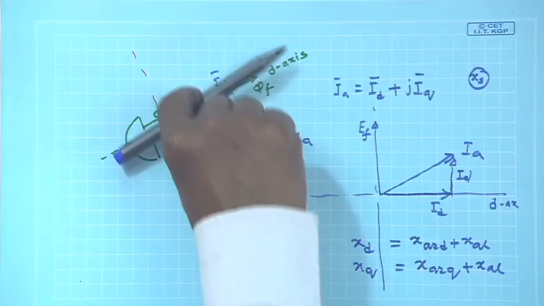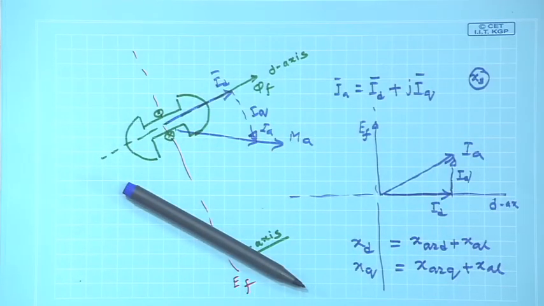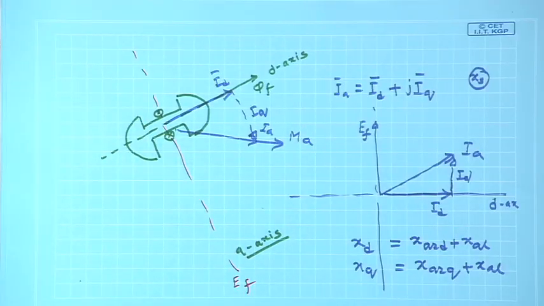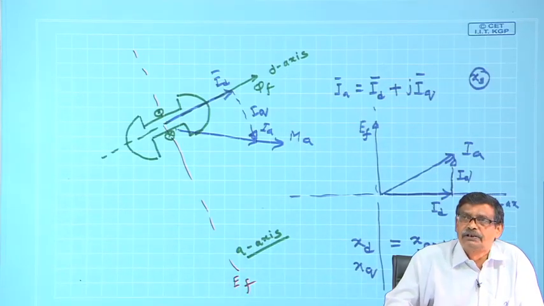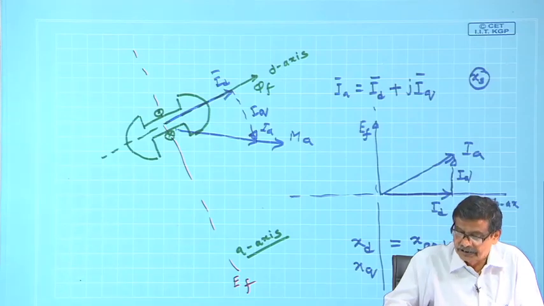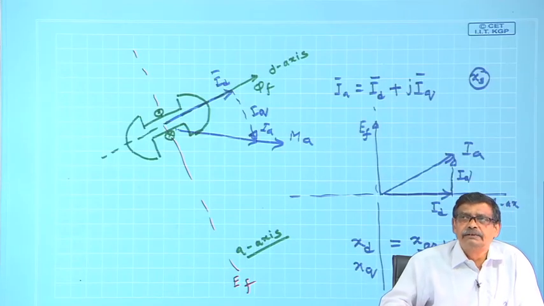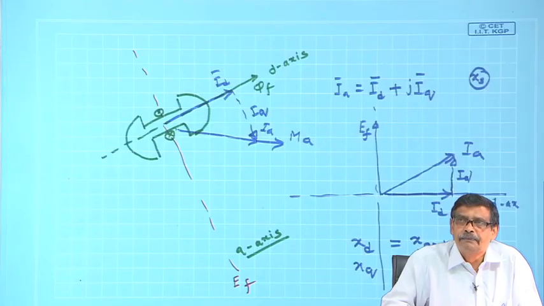What is the benefit of decomposing the current? Because I know along the d axis the reluctance is constant. Along the q axis, although it is the maximum air gap, the reluctance along that axis is also constant. Therefore, you now have to deal with two constant armature reaction reactances, X a r d and X a r q, in the same way as we did in the case of the cylindrical type synchronous machine. So, with this understanding, I can proceed to draw the phasor diagram of this machine rather easily.